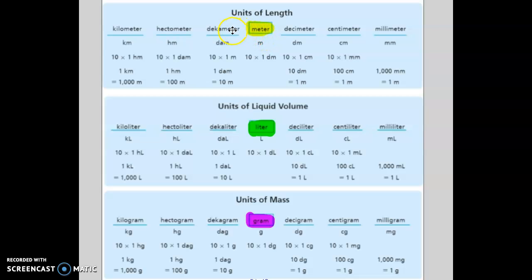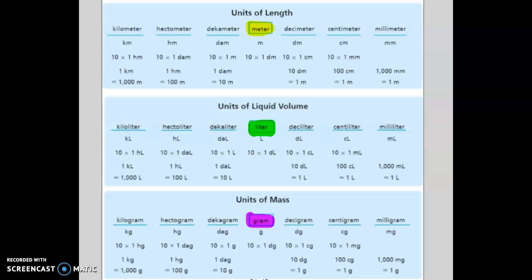But if you look at either side of that standard measure, right down the middle of the charts, you'll see that decameter, decaliter, decagram, hectometer, hectoliter, hectogram, kilometer, kiloliter, kilogram. Smaller units of a meter, liter, and gram are decimeter, deciliter, decigram, centimeter, centiliter, centigram, millimeter, milliliter, milligram.